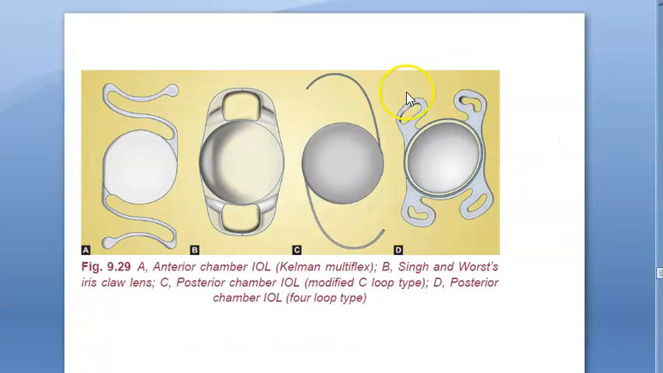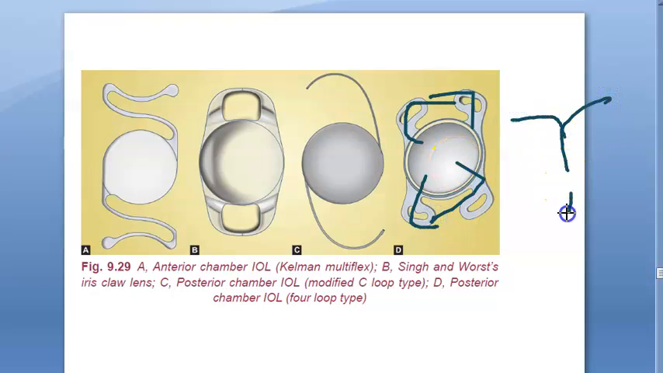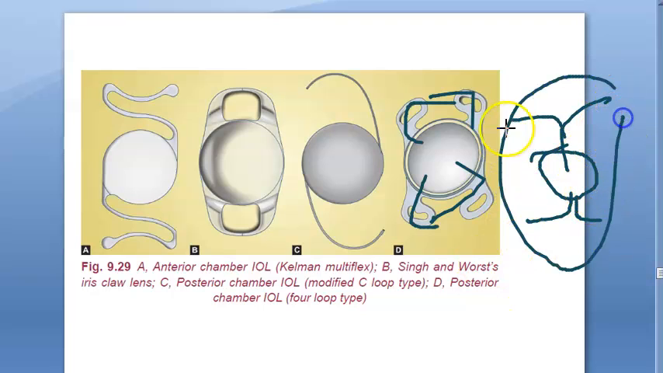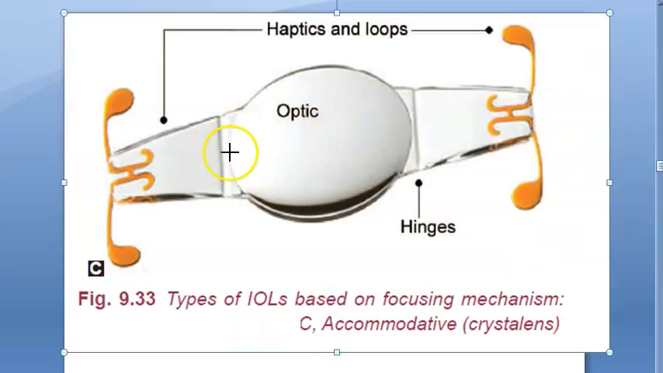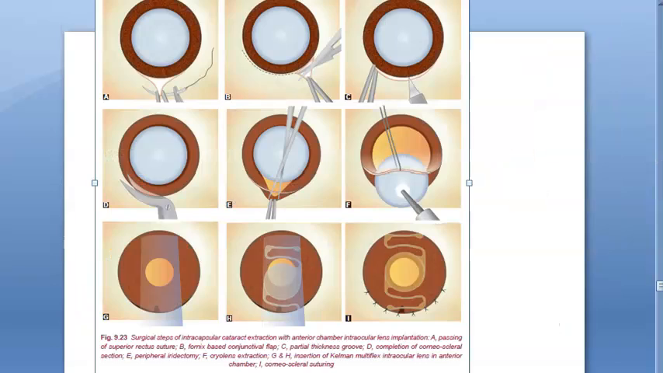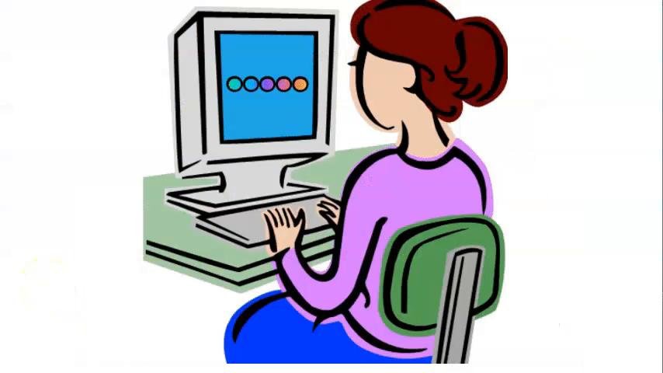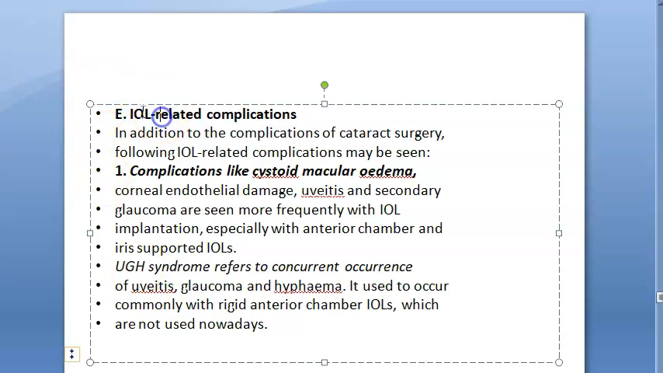See, this one is inward. See, this is like this. But that one was like this. That accommodative one was like this. But this one is kind of inward. This is a posterior chamber IOL, 4-loop. Just pay attention here. This one is kind of going outward, the accommodative type.